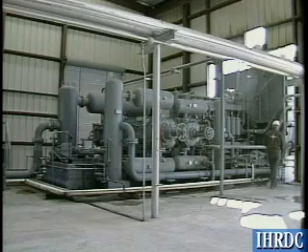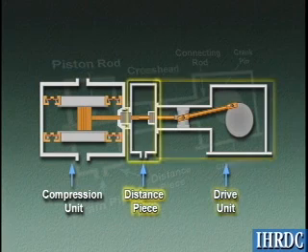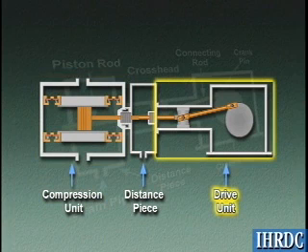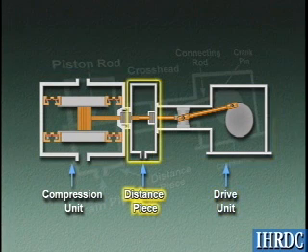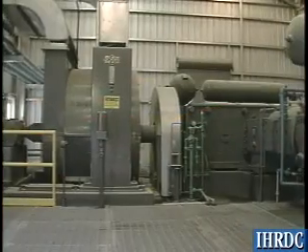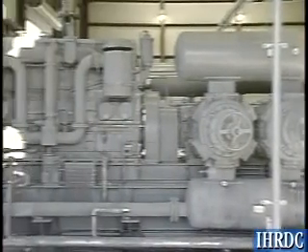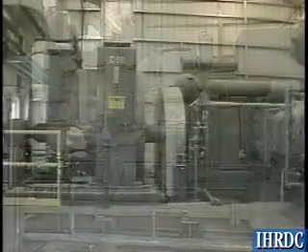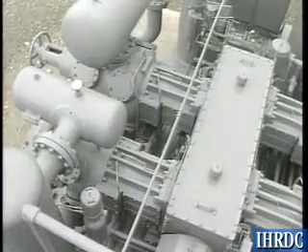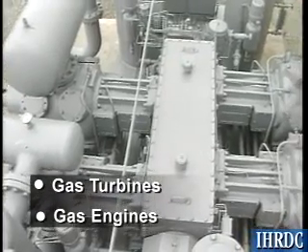A typical compressor consists of three main components: a compression unit, a drive unit, and a distance piece. The compression unit compresses the gas, the drive unit supplies the power, and the distance piece combines the two pieces together. Power for the drive unit is provided either by electric motors or by internal combustion engines, such as diesel engines or gas turbines. High-speed compressors are normally driven by electric motors or by gas engines, whereas most slow-speed integral compressors are powered by gas turbines or by gas engines mounted on the same frame.